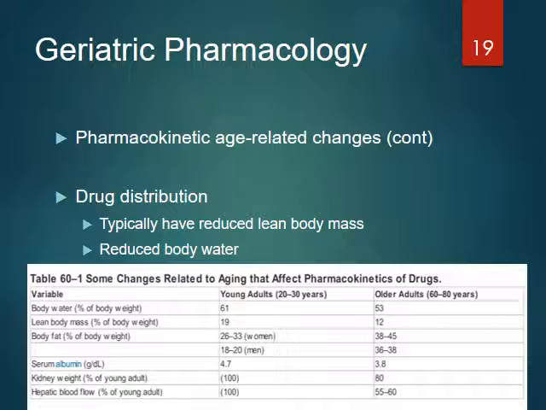In addition to this chart, you can also see that serum albumin is going to go down. This may be nutritionally related, potentially for some patients. And if you have less serum albumin, if you have a drug that has a high protein binding, that may affect the free fraction of drug, and it may lead to having exaggerated effects from that medication, potentially. You're also going to see kidney weight go down and hepatic blood flow. So again, just in general, organ function declining over time.